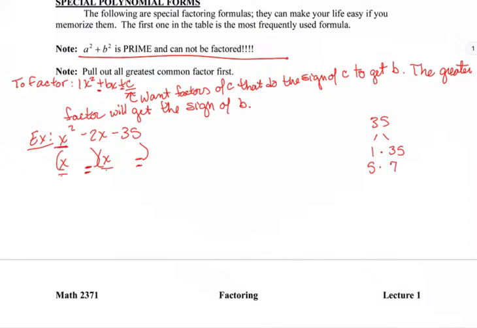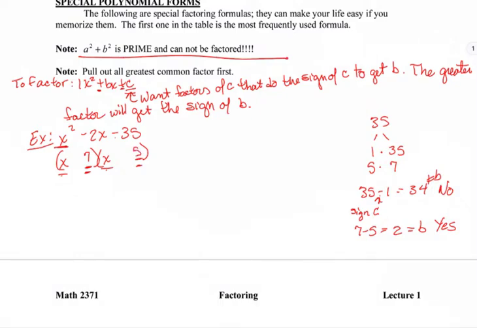So I'm going to take those factors, and I'm going to say 35 minus 1, and that's 34. No, that's not my answer, because I minused it, because that's the sign of c. So that's my sign before c, and that's 34. That is not b. Now I'm going to take 7 minus 5. That's equal to 2. That is equal to b. So that is my answer. That means I have a 7 here and a 5 here.